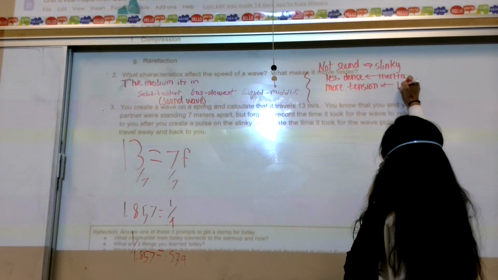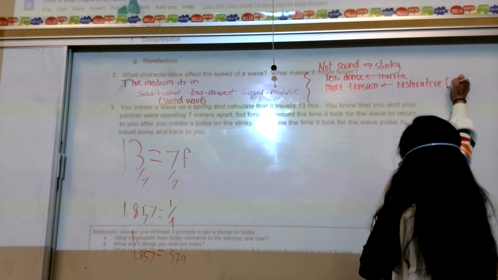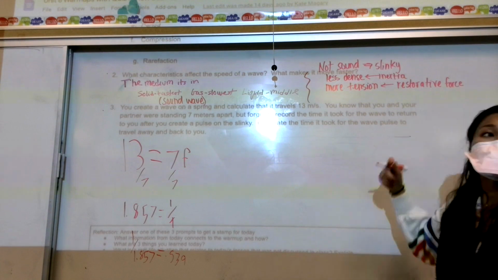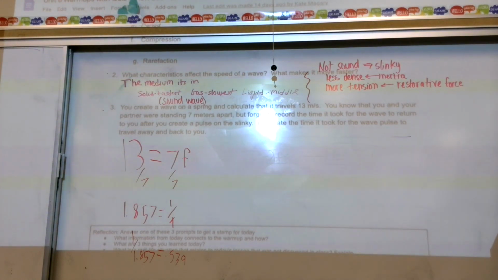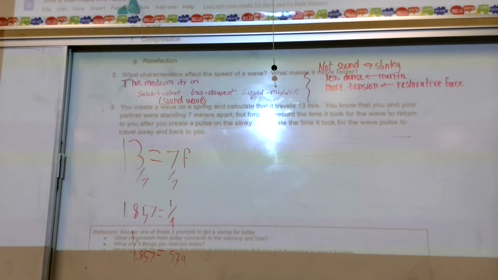And that's because of the restorative force. A restorative force is going to have more force bringing it back to equilibrium. So that's what allows it to move faster. There was one more. What am I looking for? What else makes a wave move fast? Any thoughts?